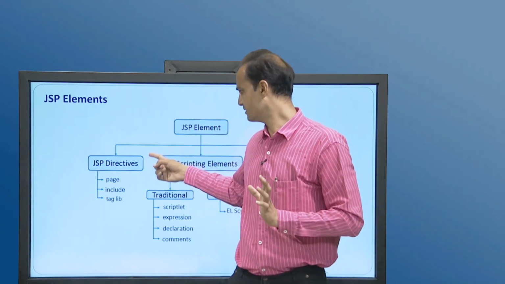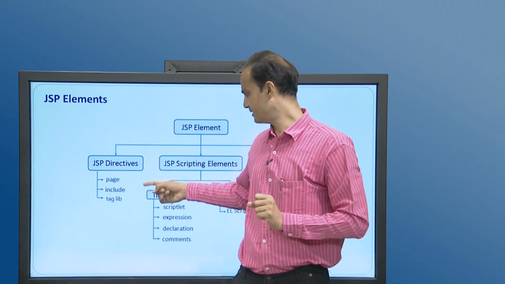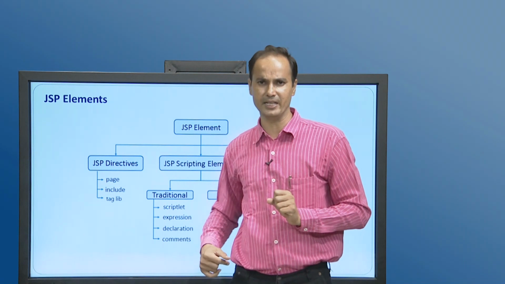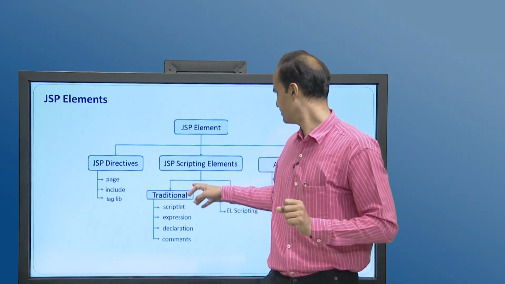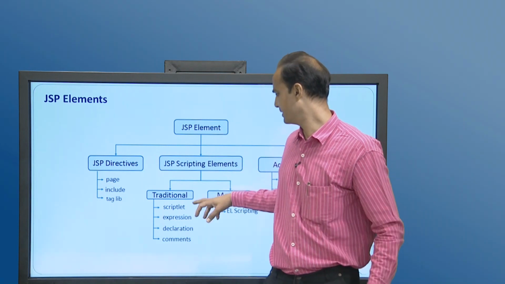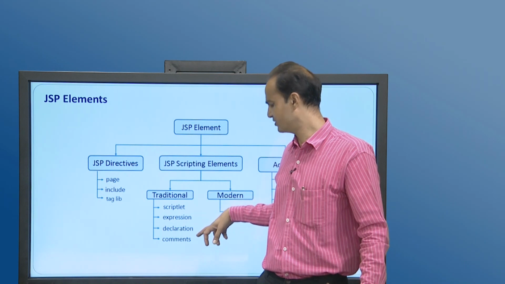JSP directive comes in 3 flavors, and we will discuss them. One is the page directive, the second is the include directive, and the third one is the taglib directive. So, what is a page directive? Before that, let us talk about the scripting elements. The traditional scripting elements are the scriptlet, expression, declaration and comments.